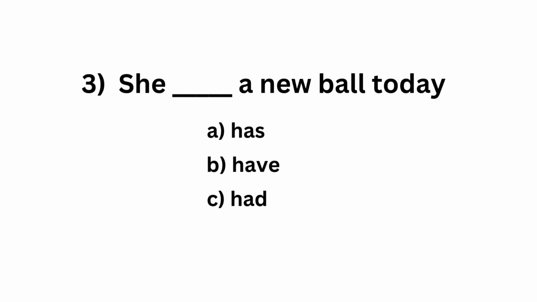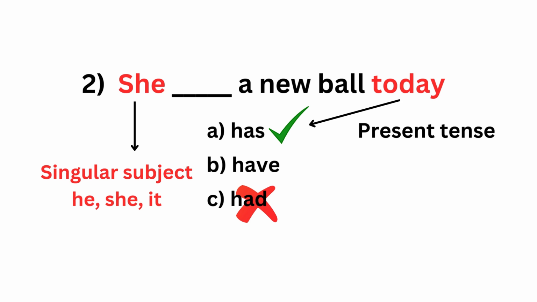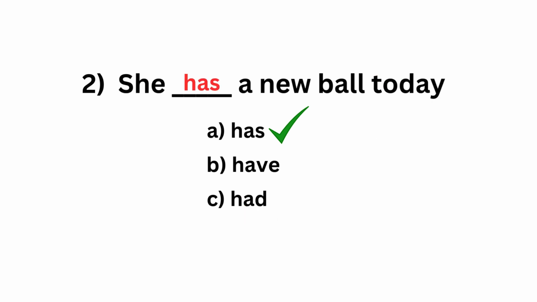Third question, she dash a new ball today. Here the subject she is singular, so we cannot use have. There are two possibilities, has or had. The word today indicates the present, so we use has. Answer, she has a new ball today.